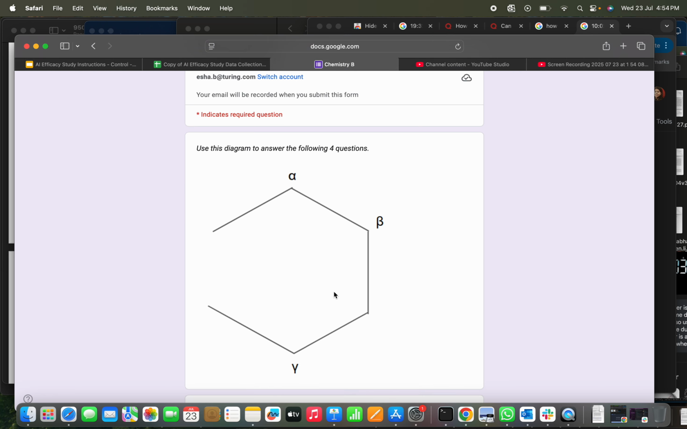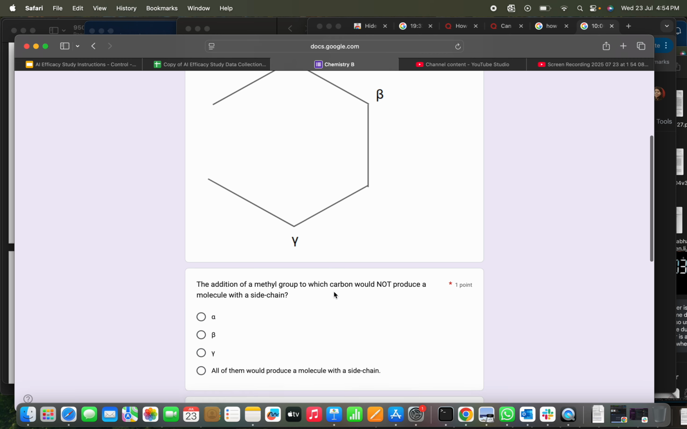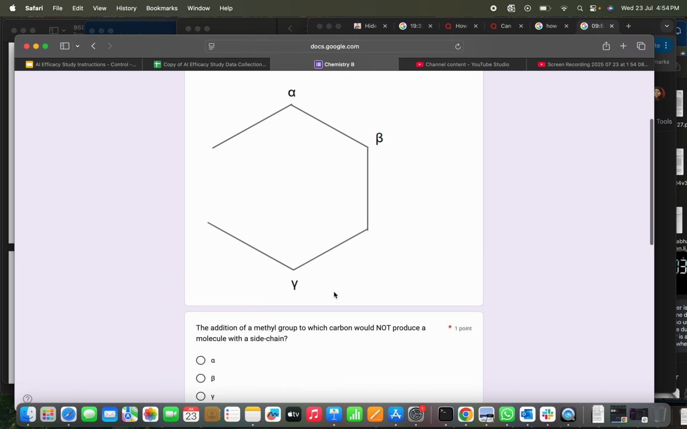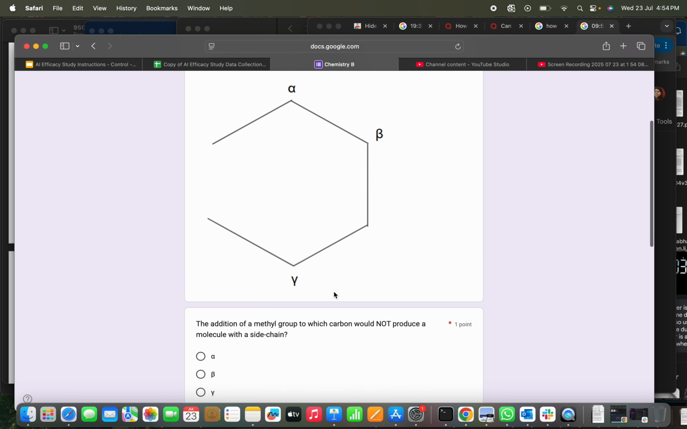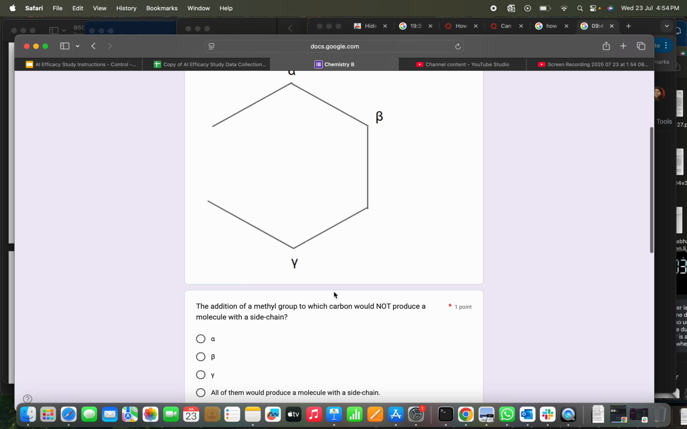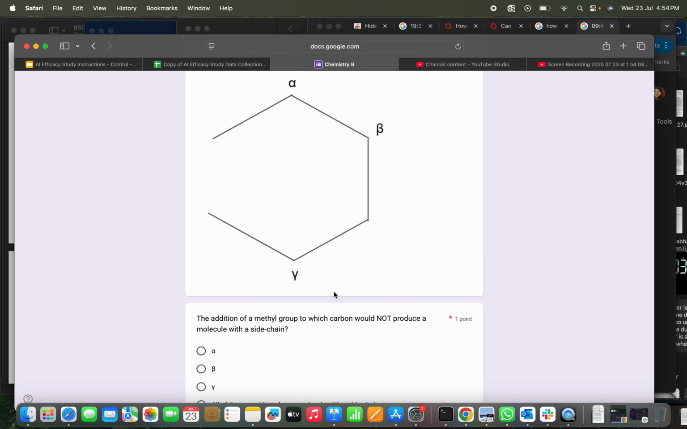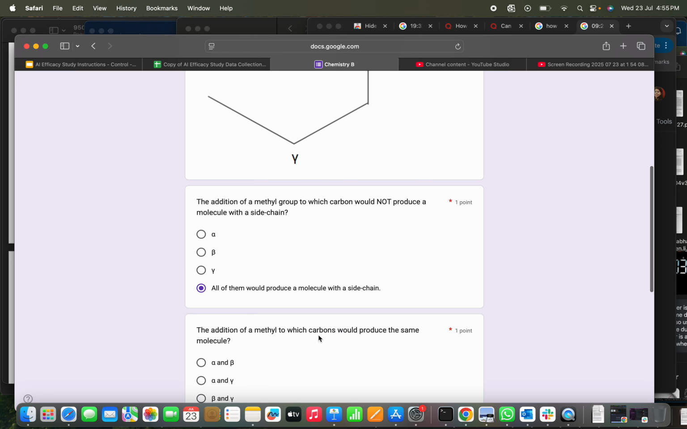Use this diagram to answer the following 4 questions. The addition to which carbon would not produce a molecule with a side chain? So where, if I add a carbon, will it lead to a side chain? If I add a CH3 here, it will not lead to a side chain. What about beta? No, and this gamma. Okay, I'll go with all of them.